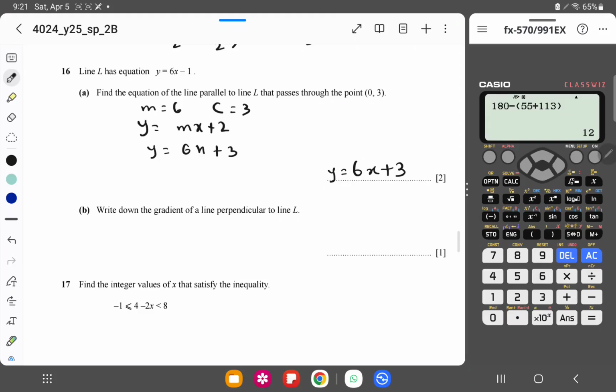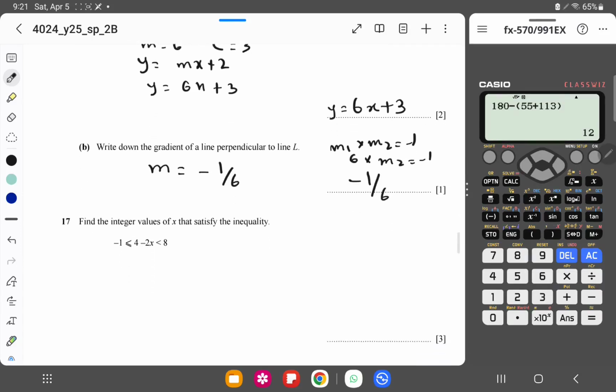Write down the gradient of the line perpendicular to the line L. Perpendicular to the line L, you know that m1 multiplied by m2 equals minus 1. If you do 6 into m2 equals minus 1, then m is equal to minus 1 over 6, or simply reciprocate and change the sign. Minus 1 upon 6 is the answer.